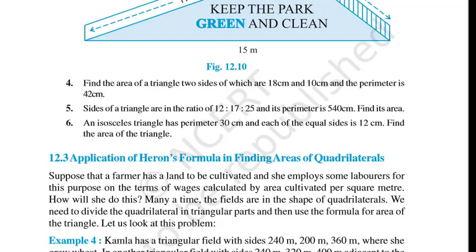Namaste class, welcome again. Now here in this lecture we will see how we can use Heron's formula in finding the area of a quadrilateral.